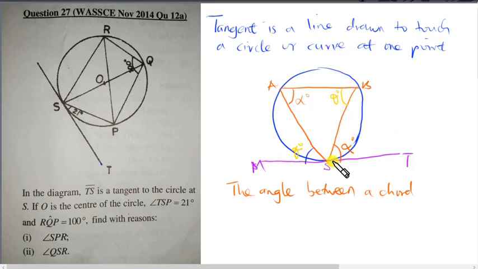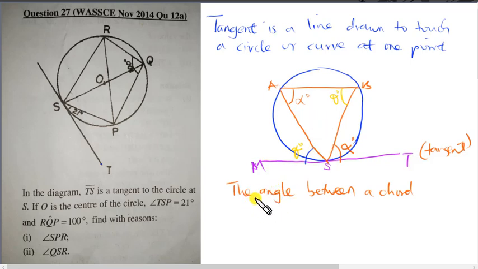The line MT or ST down here is not a chord, it is a tangent. It's not a chord because it touches the circle at only one point, not at two points on the circumference. A line that touches the circle at only one point is called a tangent. All these lines you see within the circle are called chords. And when a chord passes through the center of the circle, it has a special name: diameter.